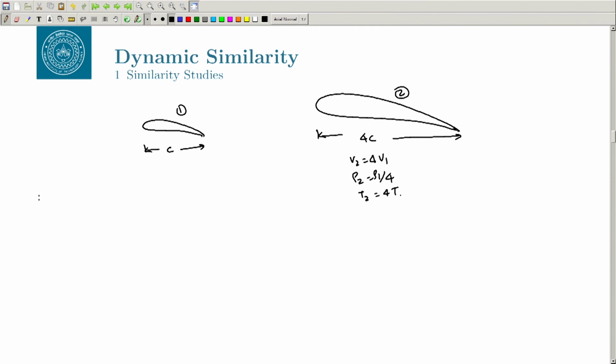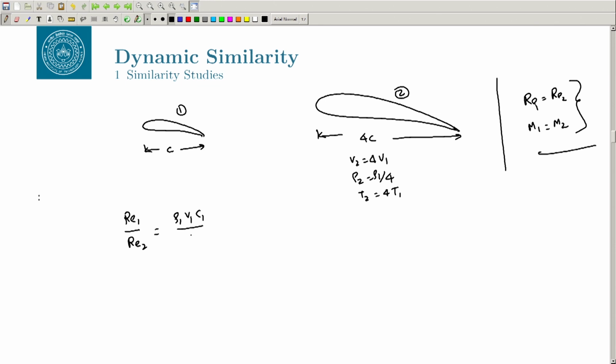So, basically if the temperature is involved, it is a compressible flow. So, what we need to match is that Re1 should be equal to Re2 and M1 should be equal to M2, right, for the dynamic similarity. So, let us take this example, the ratio Re1 by Re2, right. So, Re1 is rho 1 V1 C1 by mu 1 and Re2 would be rho 2 V2 C2 by mu 2, so 1 by Re2 is mu 2 by rho 2 V2 C2, right.